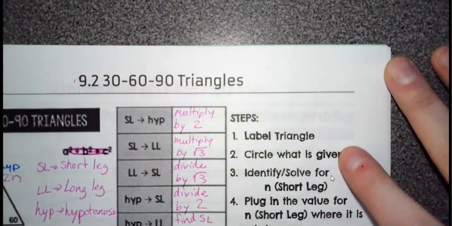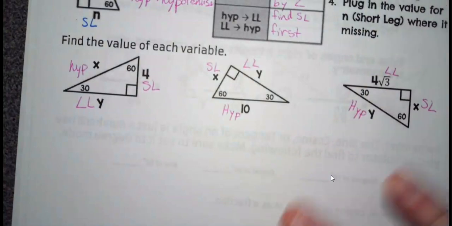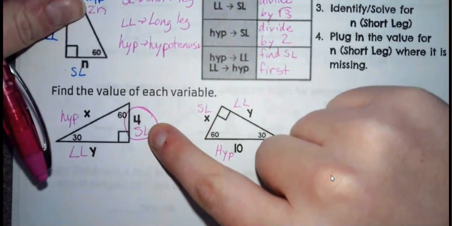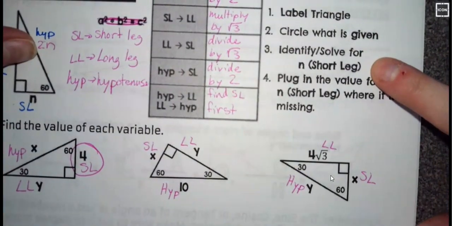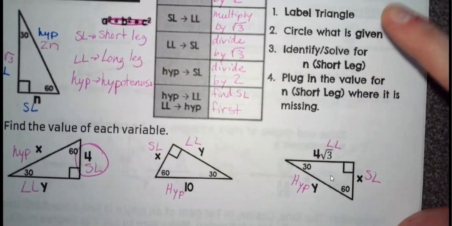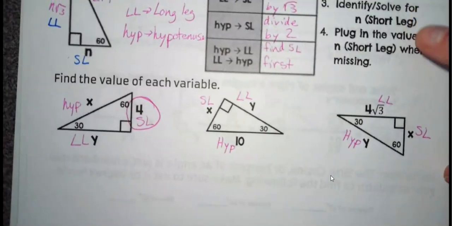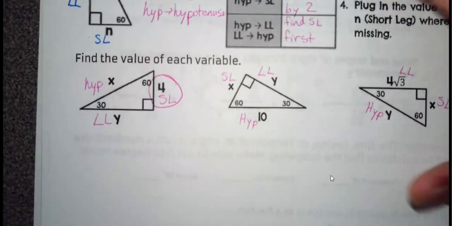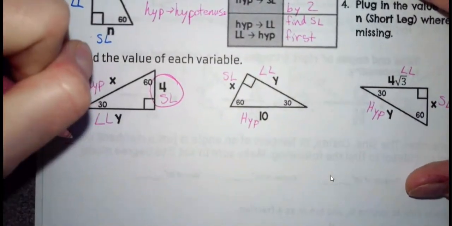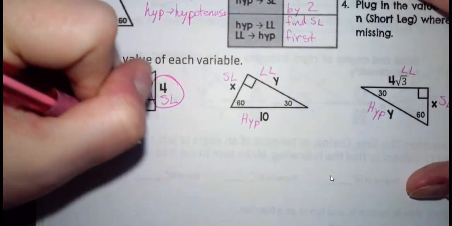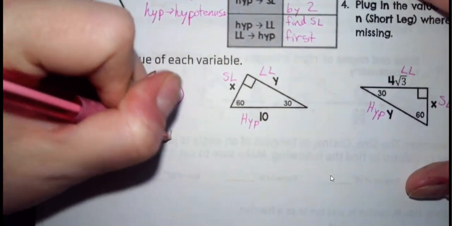Now we're going to figure out, all right, what is given to us? The short leg is given. So step 3 is identify or solve for the short leg. Well, we already have that. So by doing step 2, we've also done step 3, and then we need to find the other steps. All right, let's figure out how to do that. So we're going to say short leg to long leg, and we're also going to do short leg to hypotenuse.